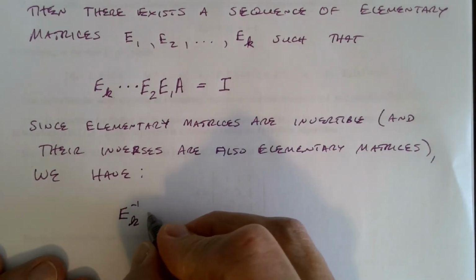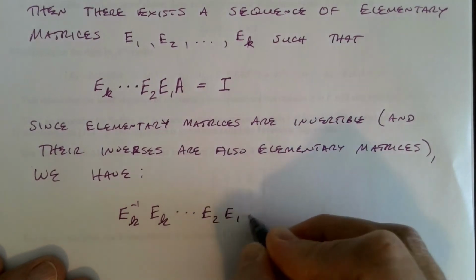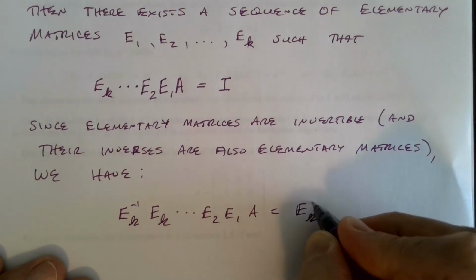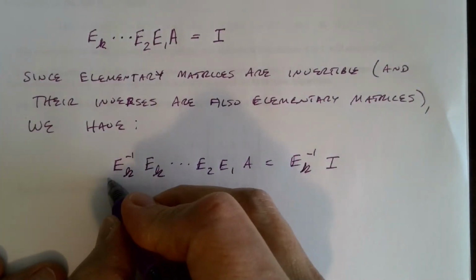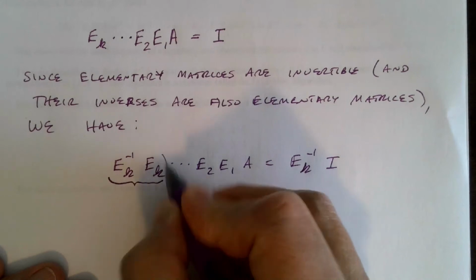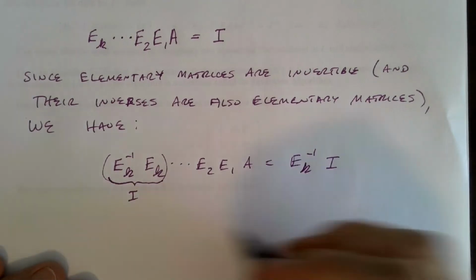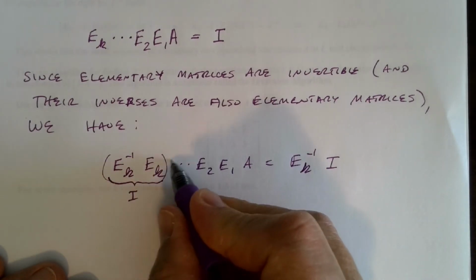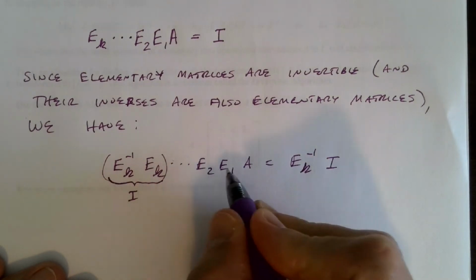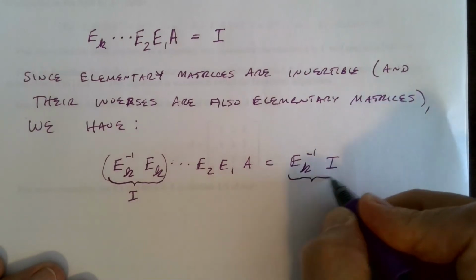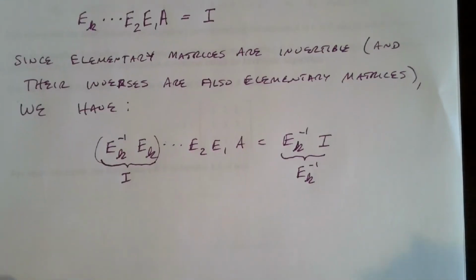Okay. So E sub k inverse times E sub k through E sub 2, E sub 1 A, equals E sub k inverse times the identity. All right. Now, of course, if I group these two together, what's going to happen right here? E sub k inverse times E sub k is just going to give me the identity. And then I'll have the identity times E sub k minus 1, so it will just be E sub k minus 1 all the way down to E sub 2, E sub 1 A. Over here, E sub k inverse times the identity just gives me E sub k inverse.